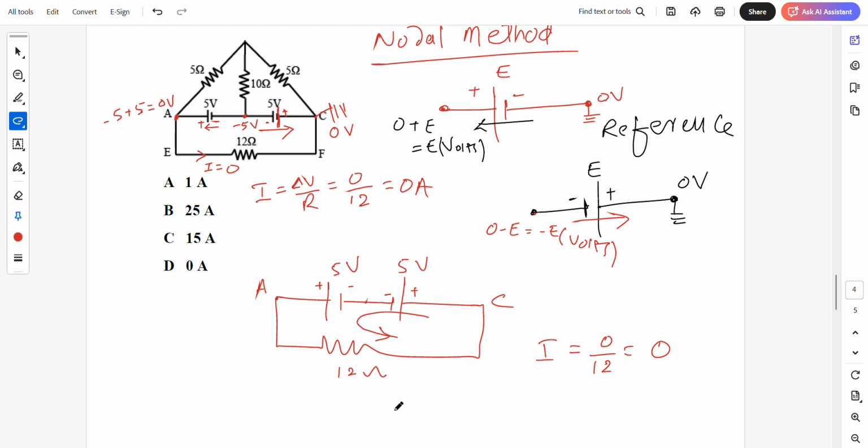Here plus 5 comes, right? By KVL, by Kirchhoff's voltage law, plus 5 minus 5. Let us say current I is flowing, flowing up like this. Plus 12 I is equal to 0. Therefore I is equal to 0 amperes. No current is flowing in this resistor.